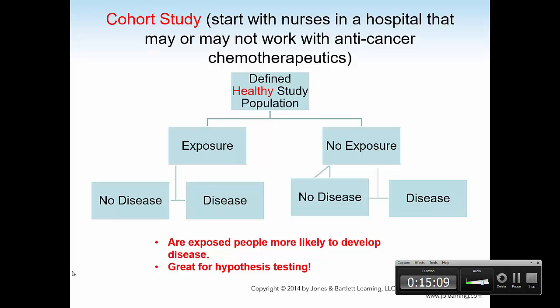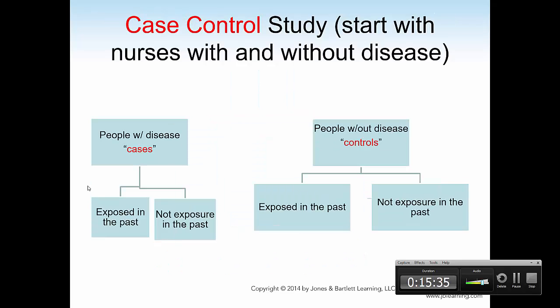So you start off asking, will nurses who are exposed to anti-cancer drugs get cancer? So that's your hypothesis. This is great for hypothesis testing, but it takes a very long period of time. You start with healthy people. And again, you can ask the question, are exposed people more likely to develop disease over long periods of time? As opposed to case control studies, these work backwards from cohort, but you don't have that long time commitment.